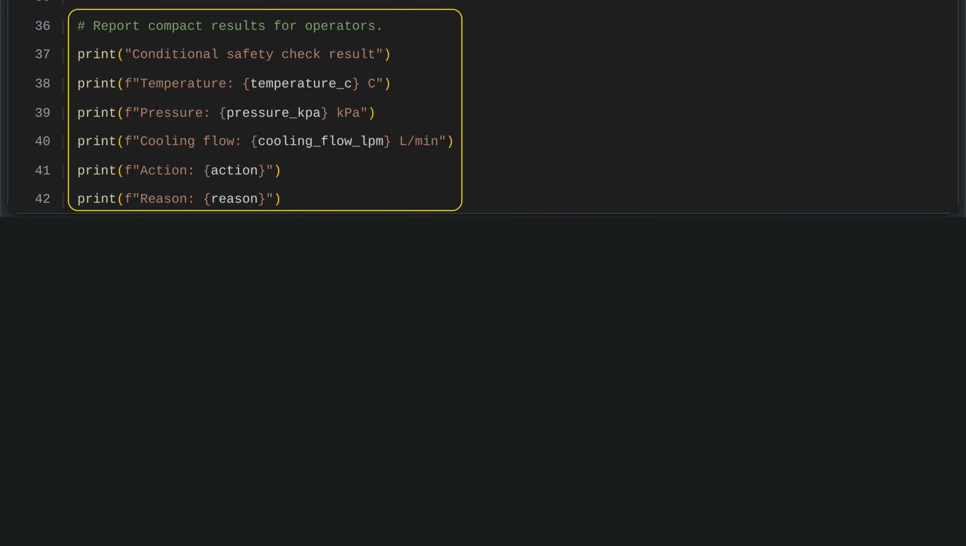The output summarizes a conditional safety check by reporting the system's key status values, temperature, pressure, and cooling flow rate. It then states the recommended action and the reason for it, giving operators a concise view of current conditions and any needed response.